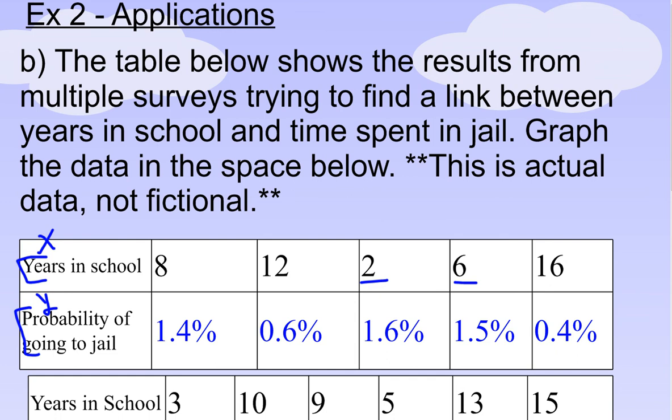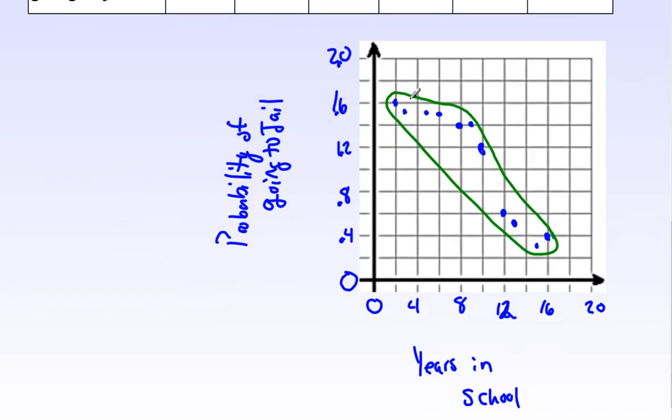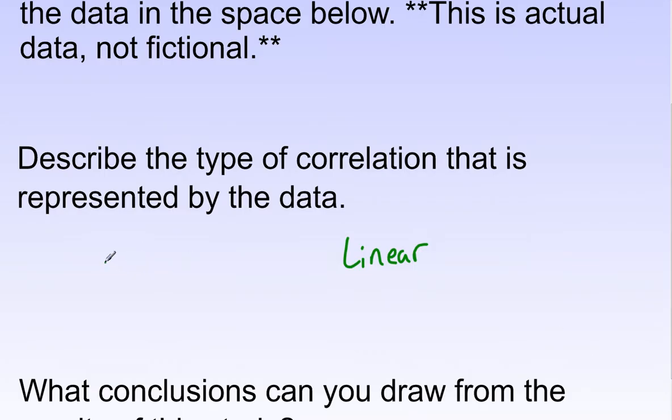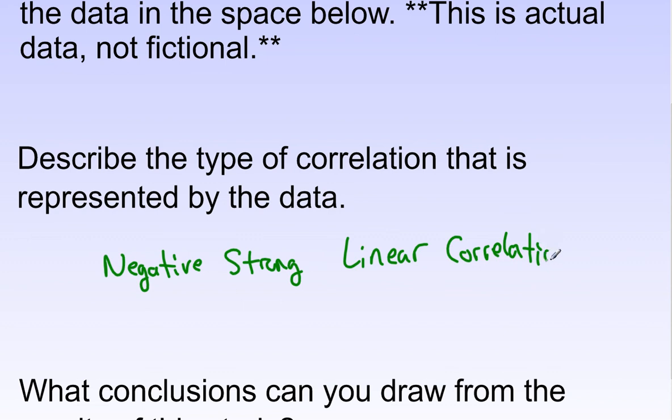And was it positive or was it negative? The line is going down, so this would be a negative. And before we switch page again, strong or weak? That's pretty strong. I mean, those points are pretty close to that line. So let's go ahead and say this is a negative, strong, linear correlation. So we're going to call this a negative, strong, linear correlation.